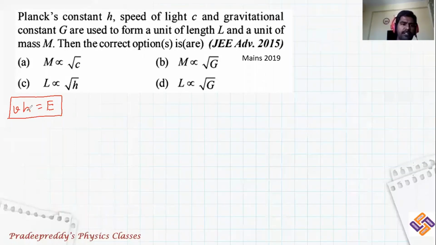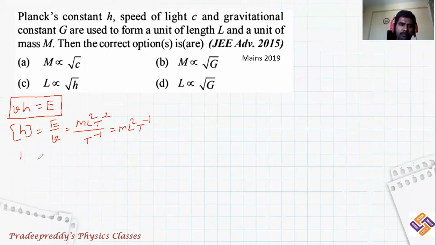Nu is frequency, h is Planck's constant, E is energy. I should now find out dimensions of h. H is equal to E divided by nu, where nu is frequency. What is dimension of energy? M L square T power minus 2 divided by, what is frequency? Frequency is time inverse, T power minus 1. This is equal to M L square T power minus 1. That is dimension of Planck's constant, M L square T power minus 1.